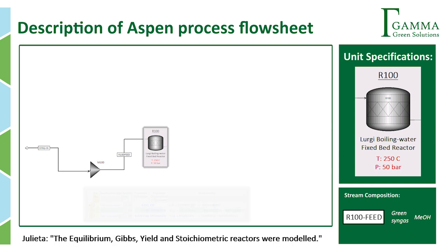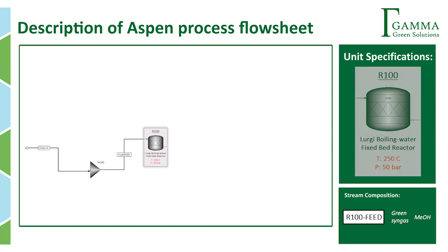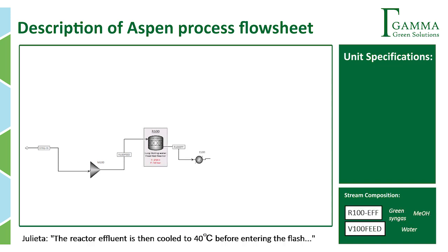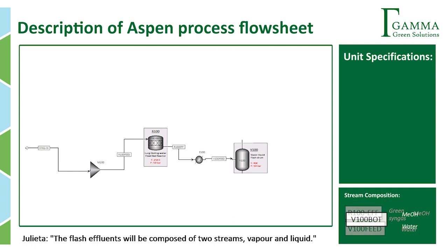The equilibrium Gibbs yield and stoichiometric reactors were modeled. Agreeing with literature, results showed a higher level of accuracy for the R-stoich, justifying its choice. The reactor effluent is then cooled to 40 degrees Celsius before entering the flash drum set at an equal pressure of 50 bar. The flash effluents will be composed of 2 streams, vapor and liquid.